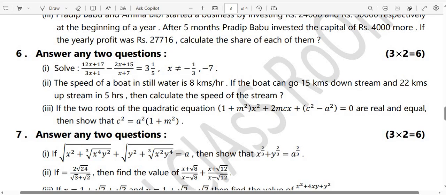7. Answer any two questions. 3 into 2 is equal to 6. Each question carries marks 3.